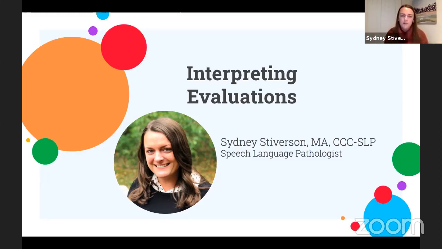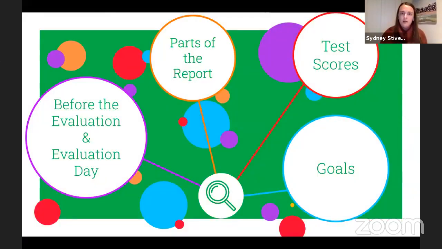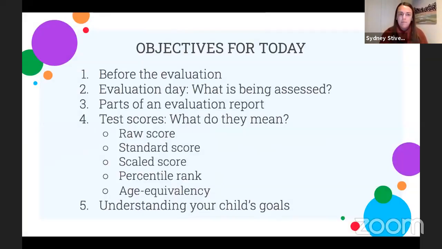So evaluation day, what's being assessed? And like I said before, a lot of this is going to focus more on speech and language because that's what I do. But depending on what type of therapy your child is attending the evaluation for, the skills being assessed will be different. So we'll go into a little bit more detail on a few of these, but some of the areas that will be assessed in almost every evaluation will be completing a parent interview and play and interaction skills.